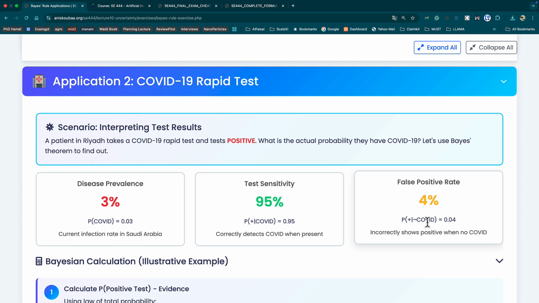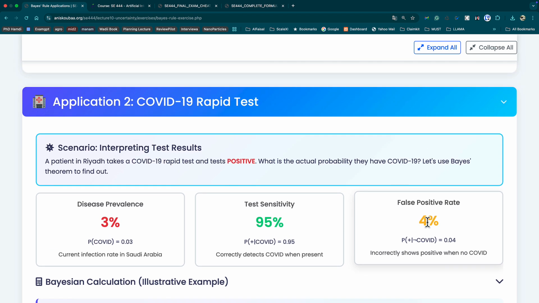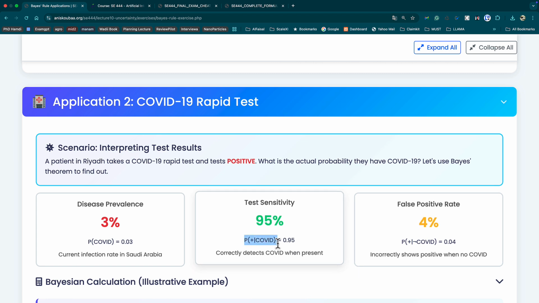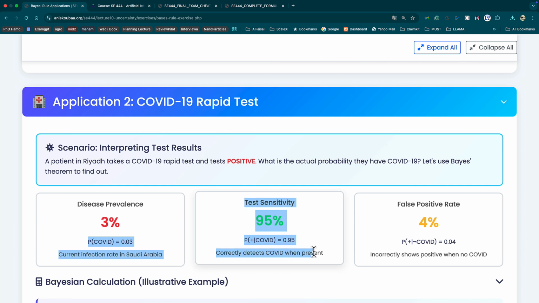So, what is missing now? Probability of COVID given positive. So now we have the prior and we have the likelihood because it's the probability of positive given COVID multiplied by the probability of COVID. We do have these two pieces of information. We divide by what? Probability of positive. We don't have it. How do we calculate it? 0.95. How do we calculate this? Yeah, we want to calculate this evidence.